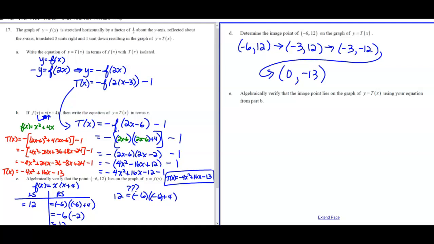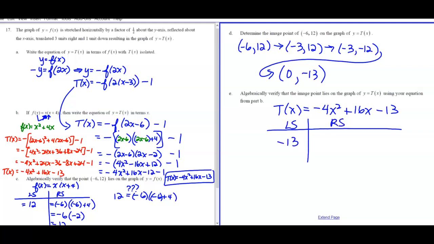Now verify that. So now we're going to check that point in our T of x. And I mean, hopefully you can tell right away, right? The x value is 0, the y value is the constant. But algebraically verified. Left side is 2x, that's negative 13. Right side is negative 4 times 0 squared plus 16 times 0 minus 13.